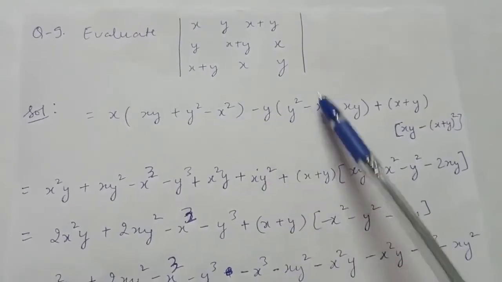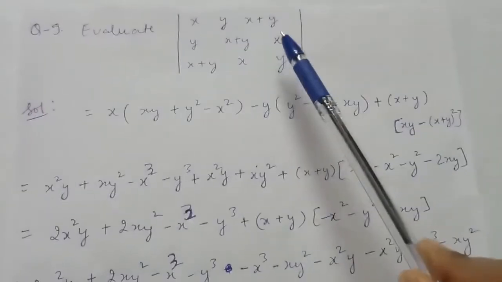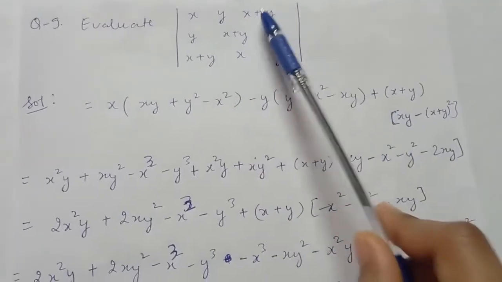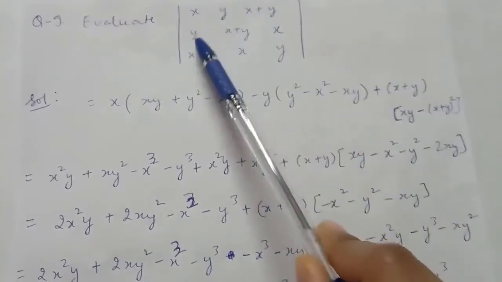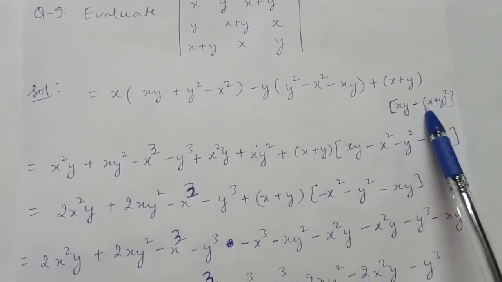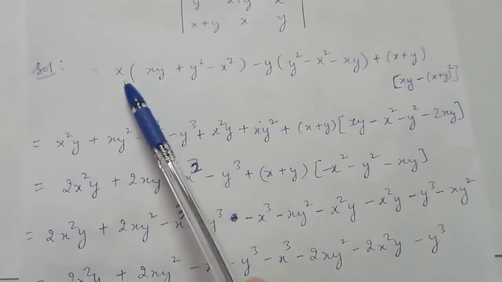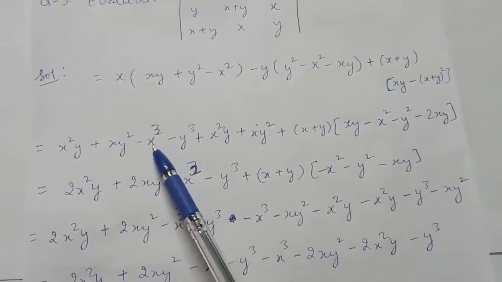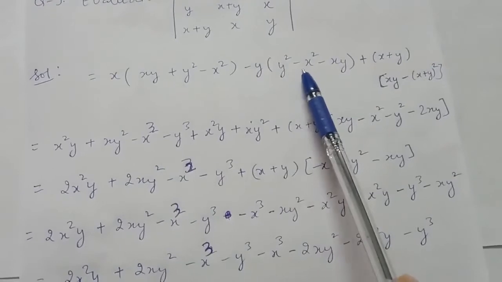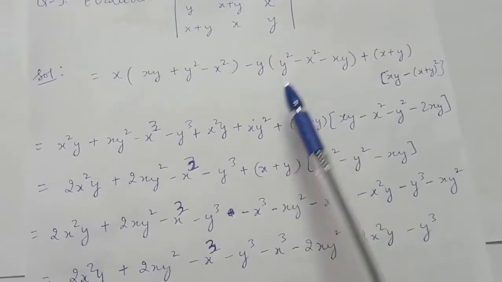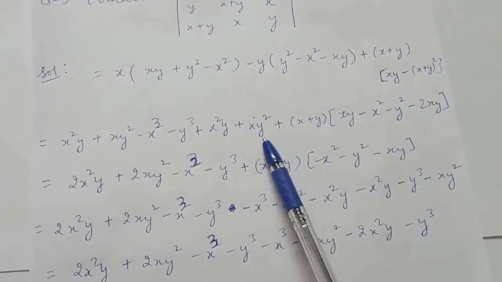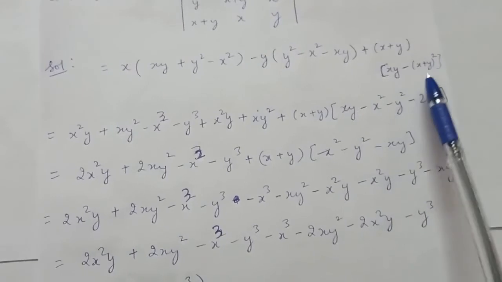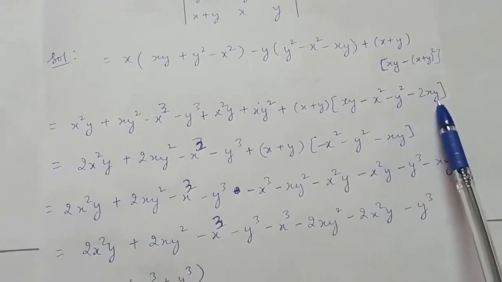Then minus y into y square minus x square minus xy plus x plus y into xy minus x plus y whole square, right? Now multiply these: x square y plus xy square minus x cube minus y cube, and the minus sign will now become plus, so plus x square y plus xy square plus x plus y into xy minus, solving this square, x square minus y square minus 2xy.